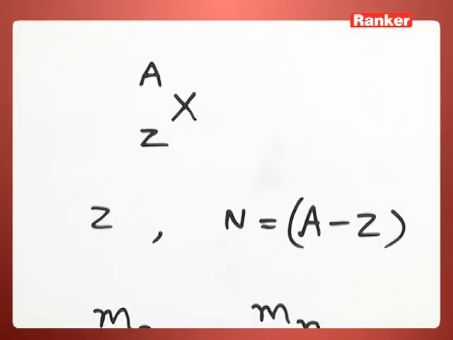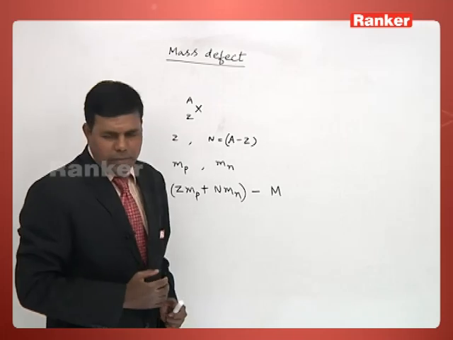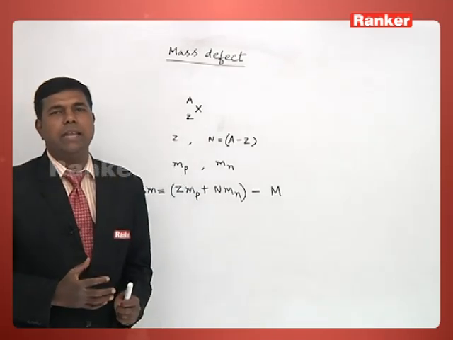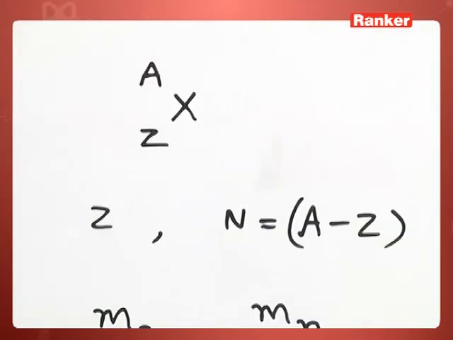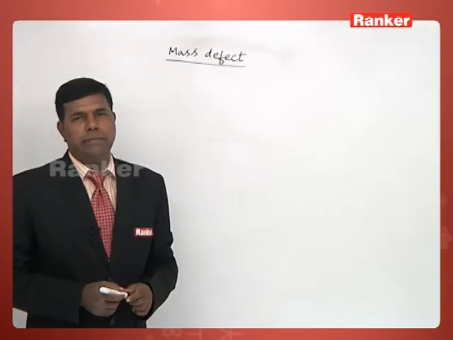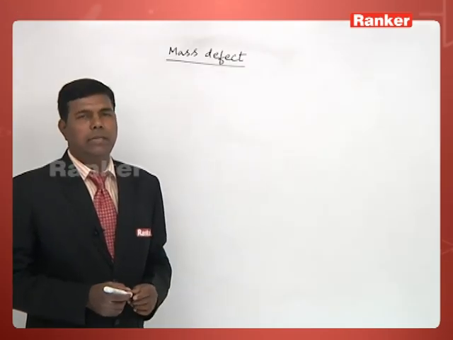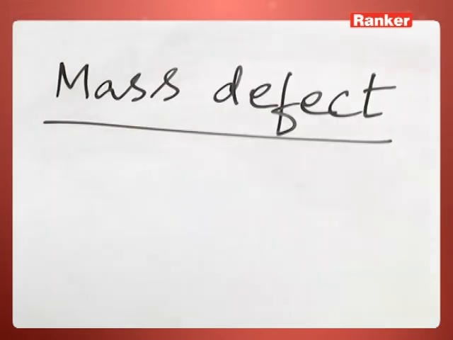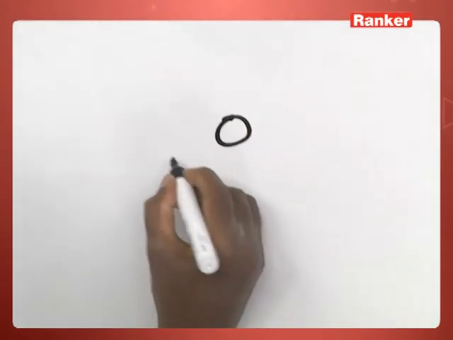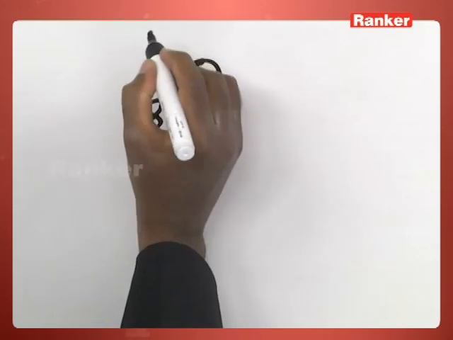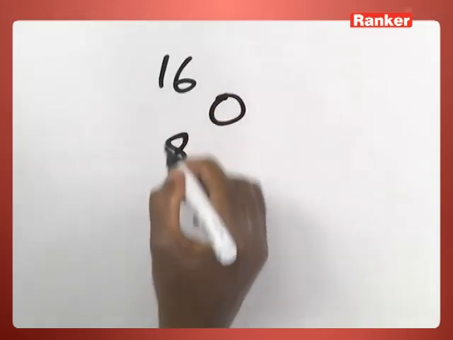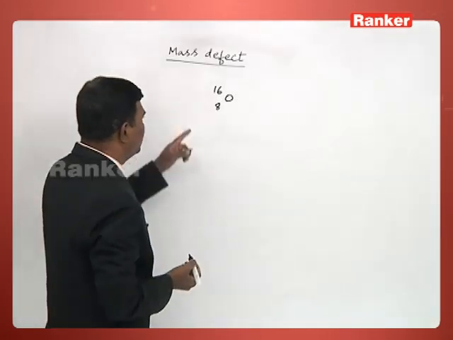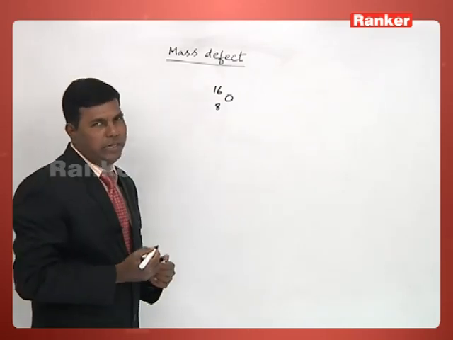In order to give a clear picture of this, we will take one example with which we can calculate the mass defect of a particular nucleus. Now, we will see the mass defect in the case of a particular nucleus. Let us take an oxygen nucleus with 8 protons and 8 neutrons. Its mass number is 16. Therefore, the number of neutrons will be 16 minus 8, which is 8.